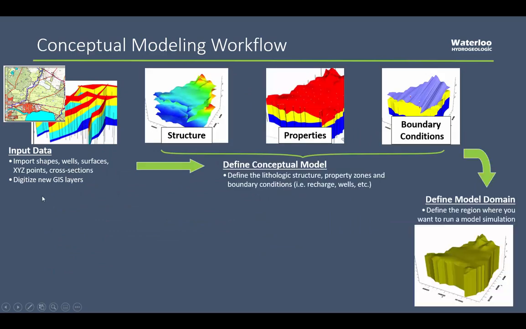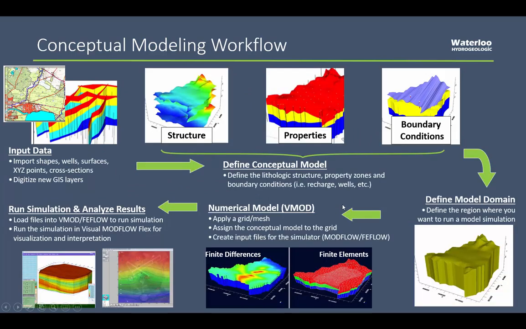So in a nutshell, here's what the conceptual modeling workflow looks like. You define your conceptual model completely independent of any grid. Finally, you define the model domain and create a grid, merge them together, and finally run them. If you wanted to start again with a new grid, you would basically be able to skip past all these initial steps, go straight to creating a new grid and then just merging it again with your conceptual model.